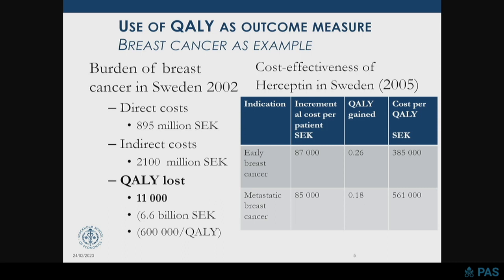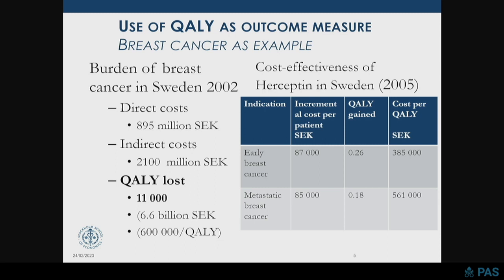But he also estimated how many QALYs we actually lose, and that we lost 11,000 QALYs. That's about 7 QALYs lost for each death in breast cancer. If we try to put an economic value on the QALY, we took 600,000, which is usually what we in Sweden think is reasonable to pay for a new drug. That cost would be 6.6 billion.